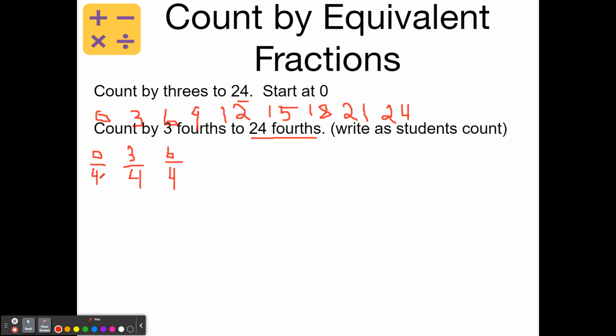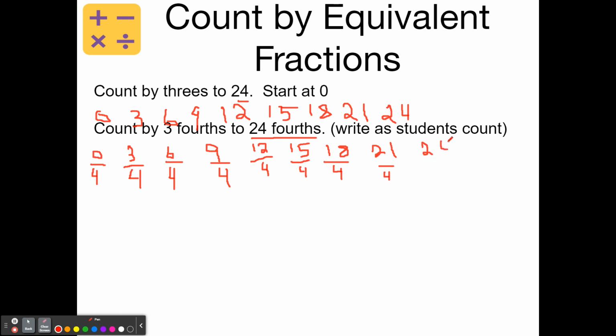We have 0/4 plus 3/4 equals 3/4. 3/4 plus 3/4 equals 6/4. 6/4 plus 3/4 equals 9/4. Plus 3/4 equals 12/4. Plus 3/4 would give us 15/4. Plus 3/4 would give us 18/4. Plus 3/4 brings us to 21/4. And finally, we have 24/4.